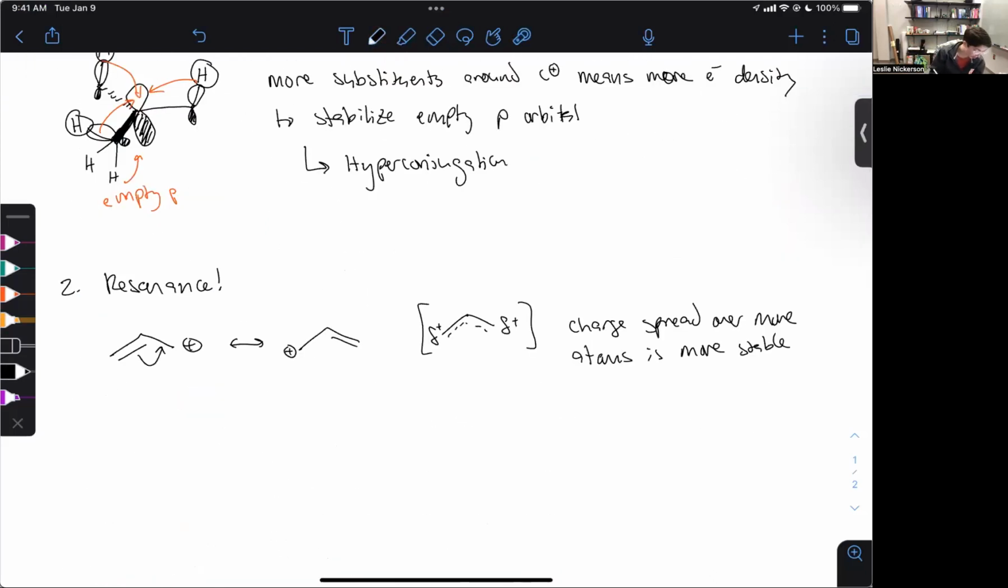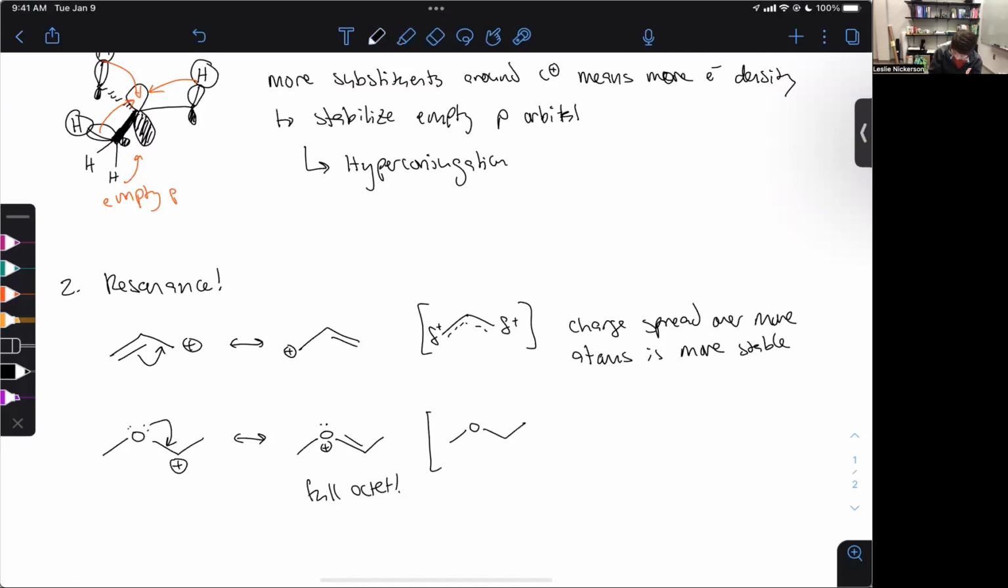Okay, another piece of resonance that is often overlooked has to do with one of the resonance patterns that we talked about quite a lot: the lone pair next to positive charge. The reason that is so important is because, as we see here, this has full octets on every atom. So that resonance structure is a major resonance contributor. That's going to be a very, very stable carbocation, because we have those full octets.